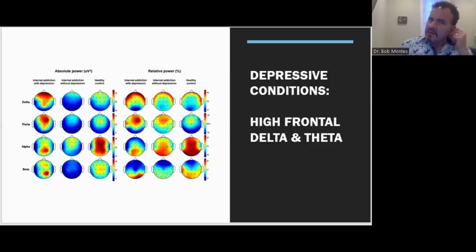Another condition of depression would be the high amplitude frontal data. So in the injury that I showed you earlier of the concussive event, where it was a global concussive event, the individual was also complaining of depression. So high delta, high theta, those are commonly seen with depressive conditions.